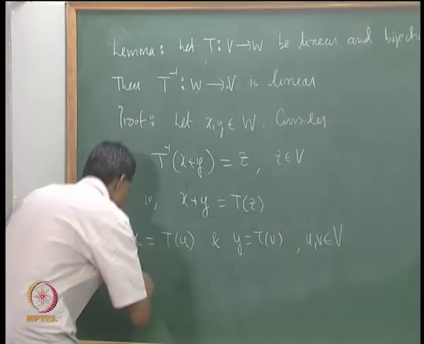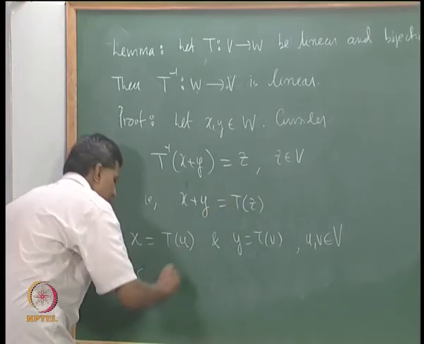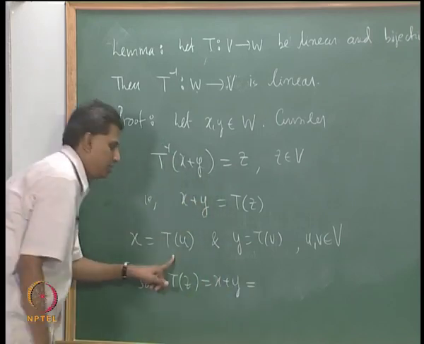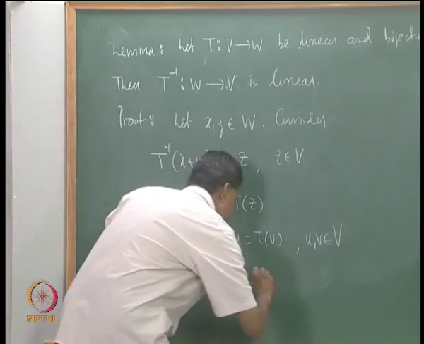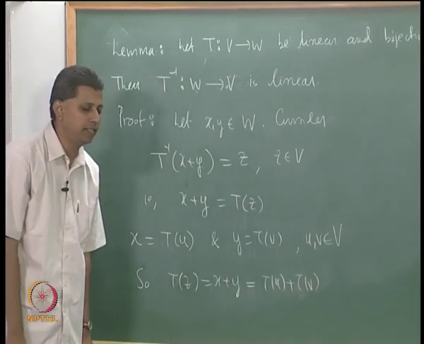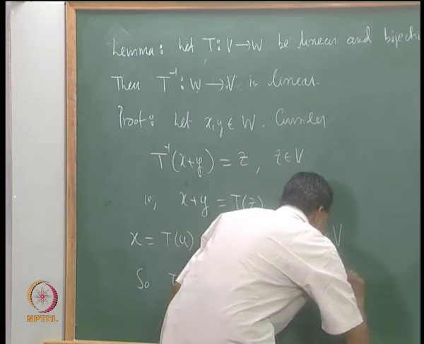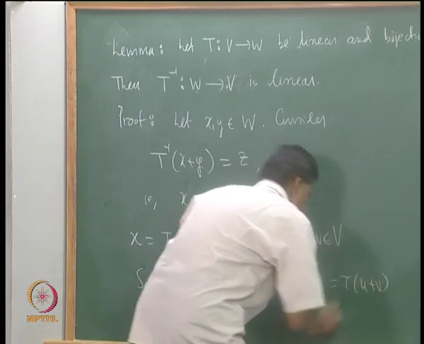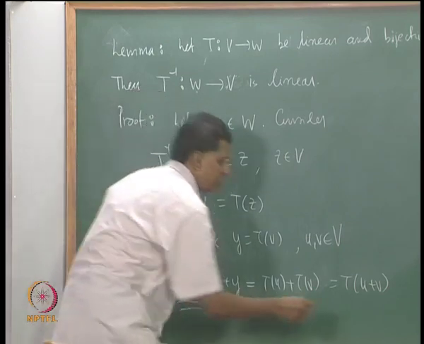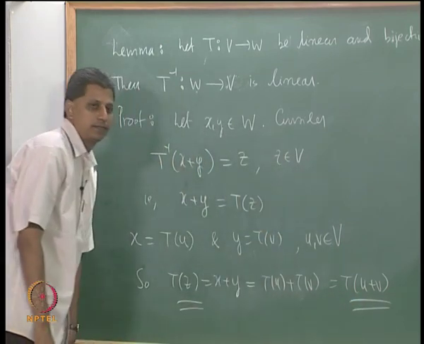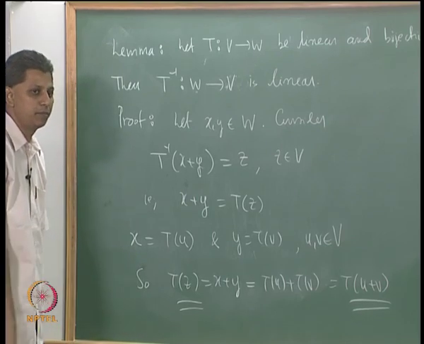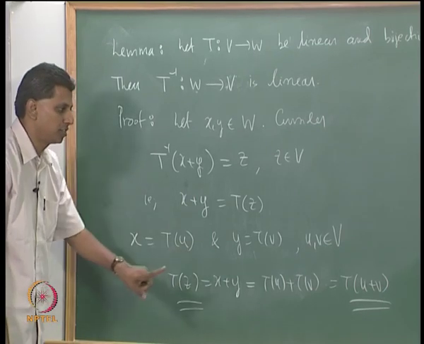That is, let me now write Tz first. Tz is x plus y, x is Tu, y is Tv. So this is T of u plus T of v. T is linear, T of u plus v. So I have Tz equals T of u plus v. T is injective, Tx equals Ty implies x equals y. So z equals u plus v.